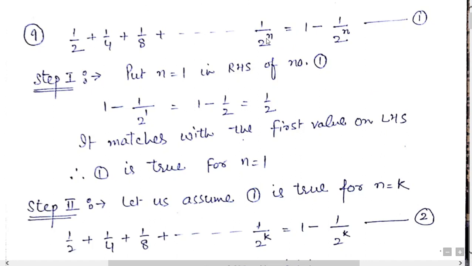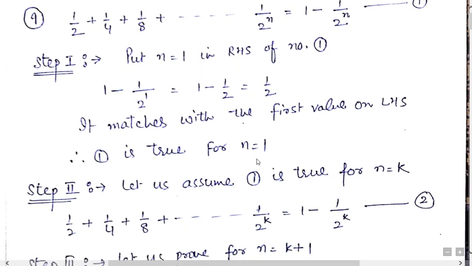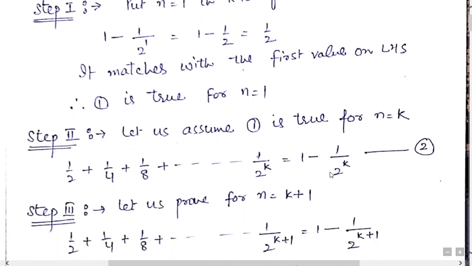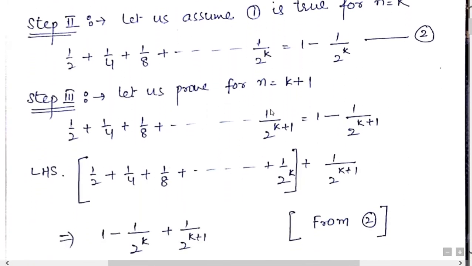The statement is given to you. Now insert n is equal to 1 in the right hand side. 1 minus 1 over 2, answer is 1 over 2. It matches with the first value on the left hand side. Then insert n is equal to k. Then try for n is equal to k plus 1. Insert k plus 1 here and in the right hand side.